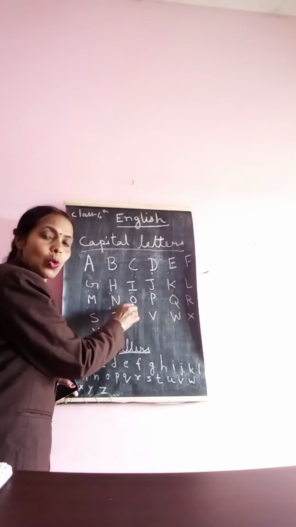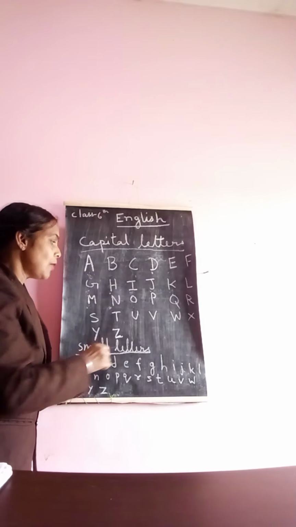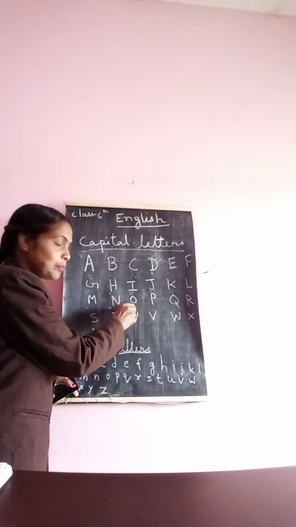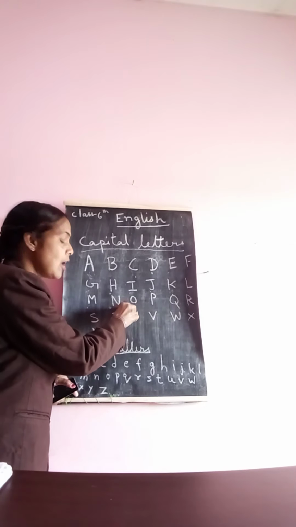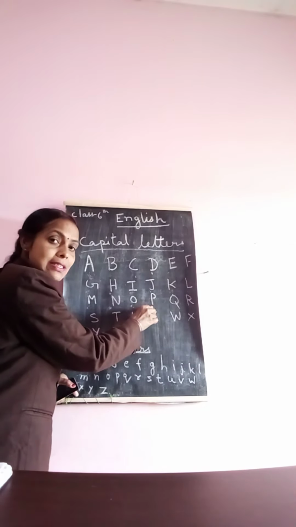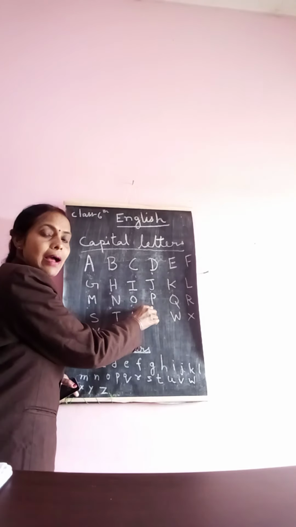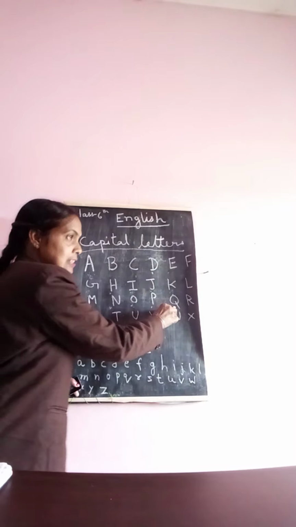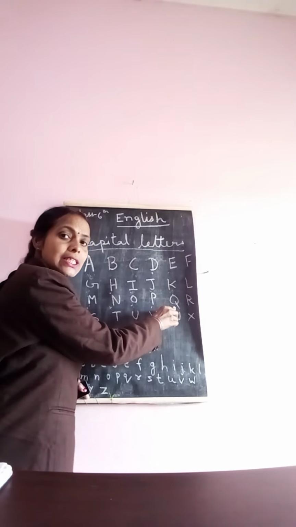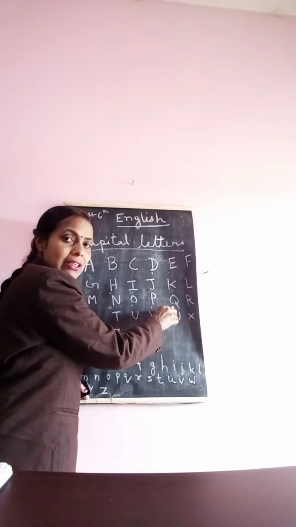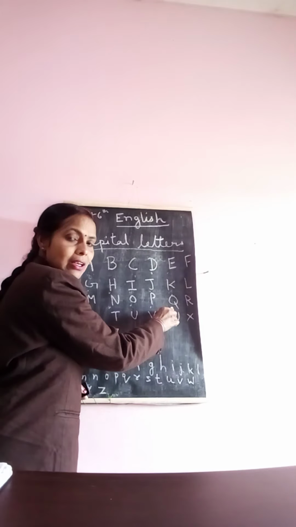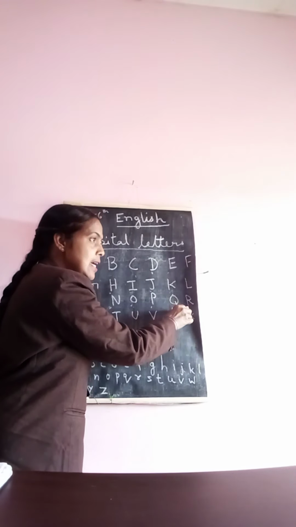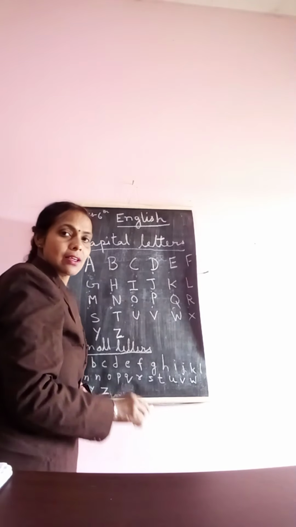This is O. What is the sound of O? O says O. Orange, onion, owl. What is this? P. P says P, as in parrot, peacock. What is the sound of Q? Q sound is Q. Queen, quill. What is this? R. What is the sound of R? R. Rose, rat, rabbit.